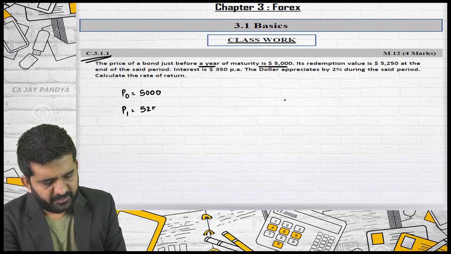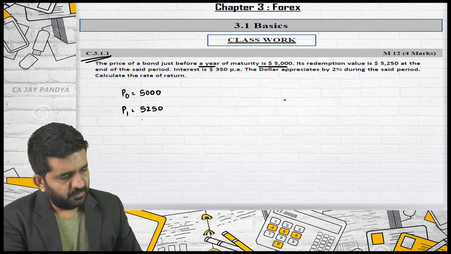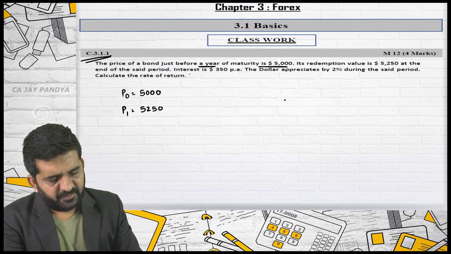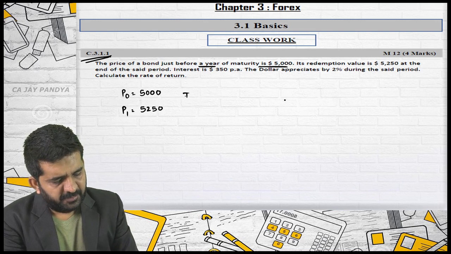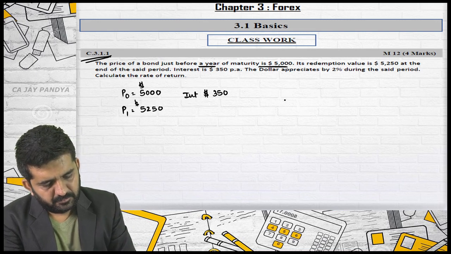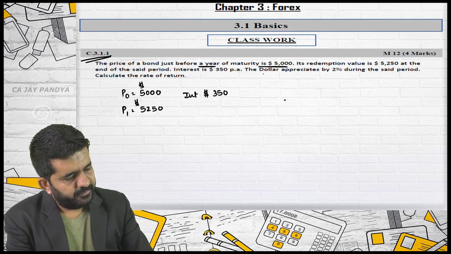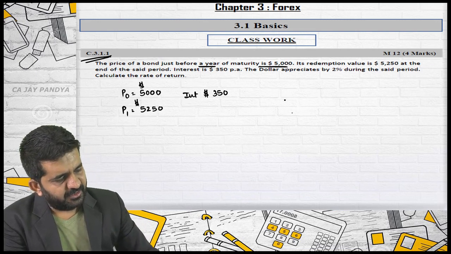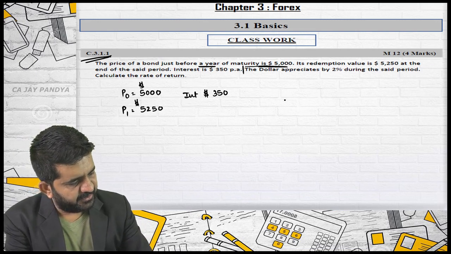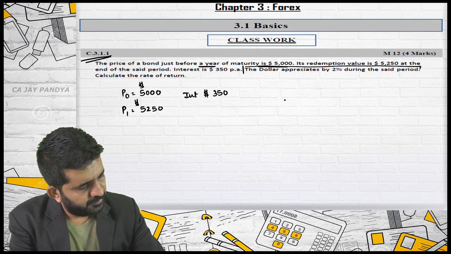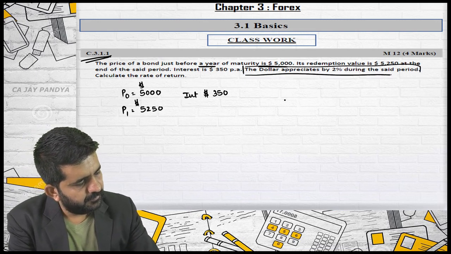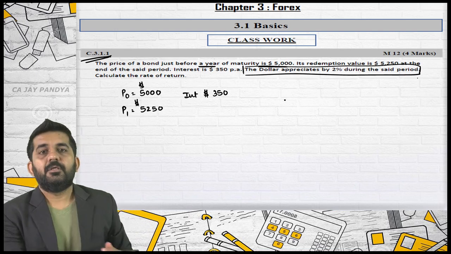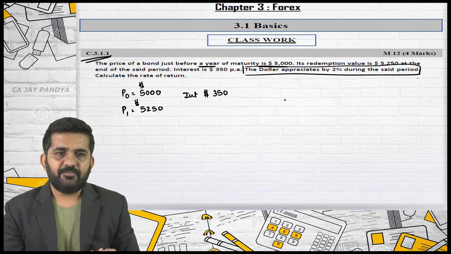5250. At the end of the said period, the interest will be 350. Everything is in dollars. The dollar appreciates by 2% during the said period. Calculate the rate of return. First, let me forget this. Let me not consider this.